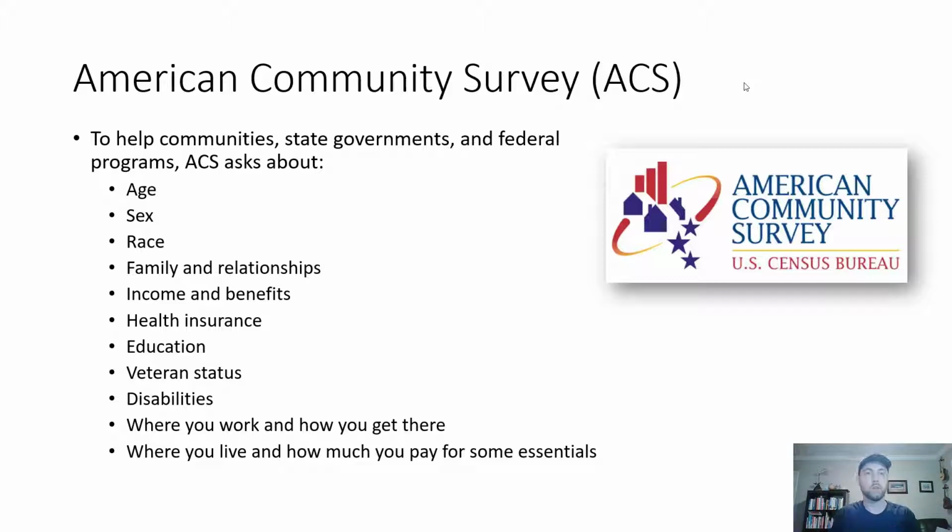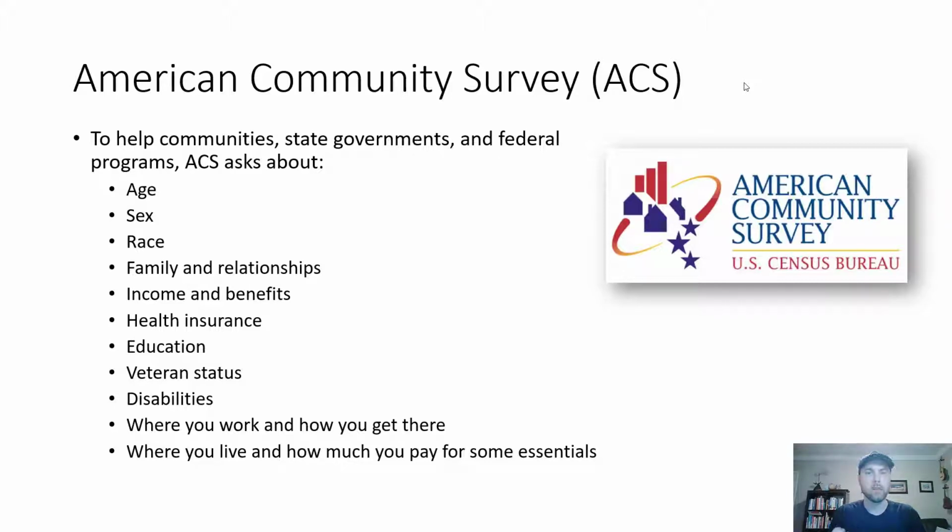In order to do so, they ask questions about age, sex, race, family and relationships, income and benefits, health insurance, education, veteran status, disabilities, where somebody works and how they get there, the commuting method, and where they live and how much they pay for essentials like rent and groceries and things like that. So there's a lot of very rich, very interesting data that comes out of the ACS. In fact, in today's lab, we're actually going to be relying on ACS data.